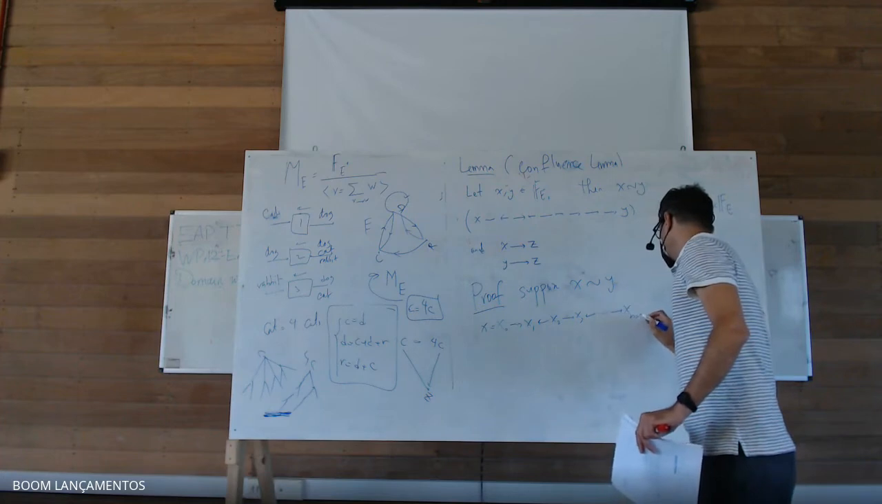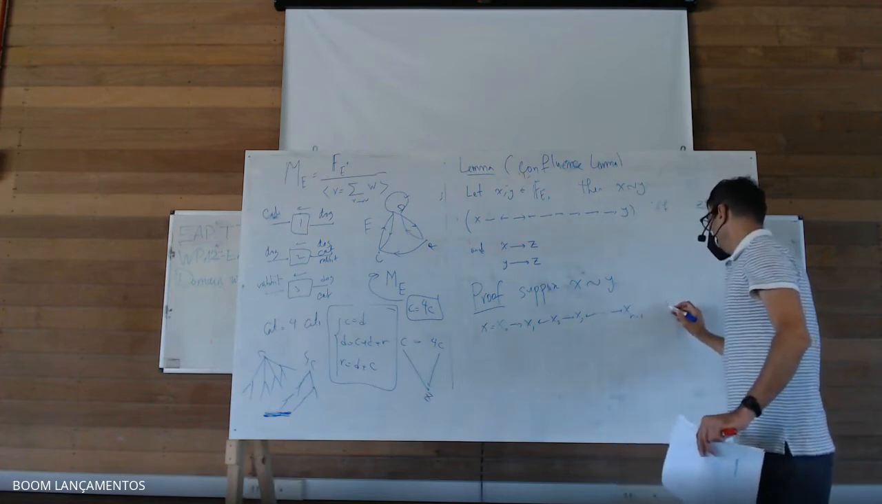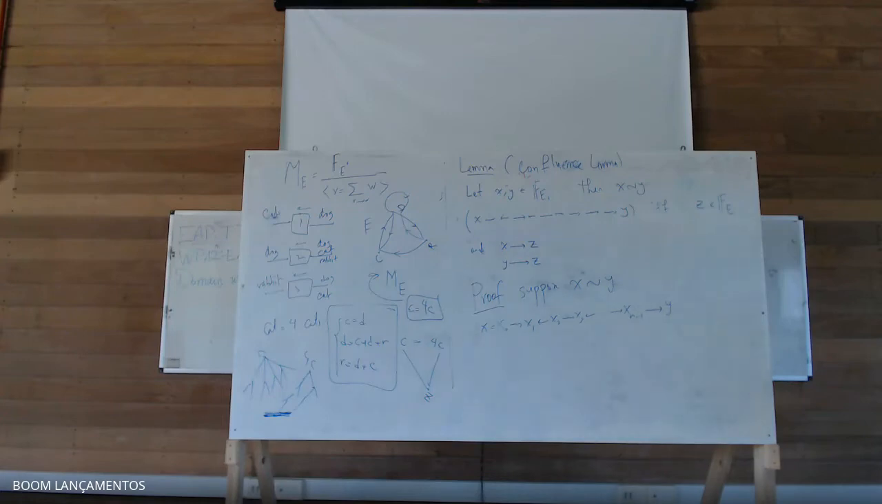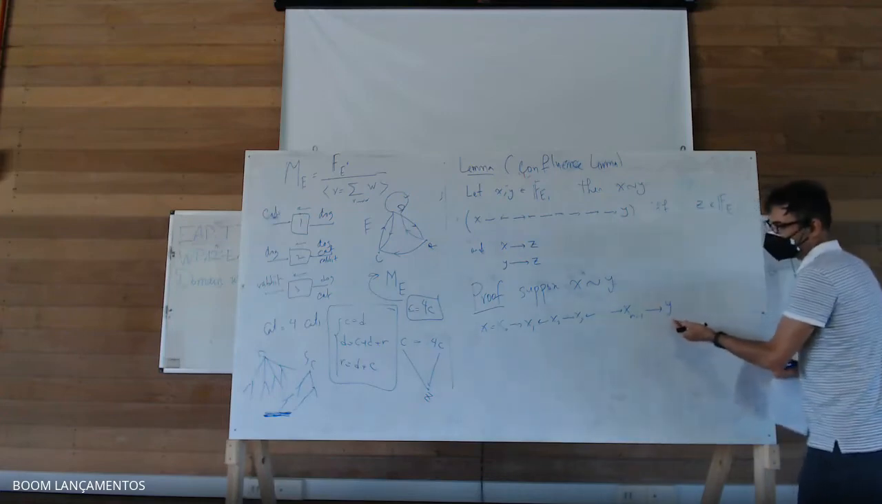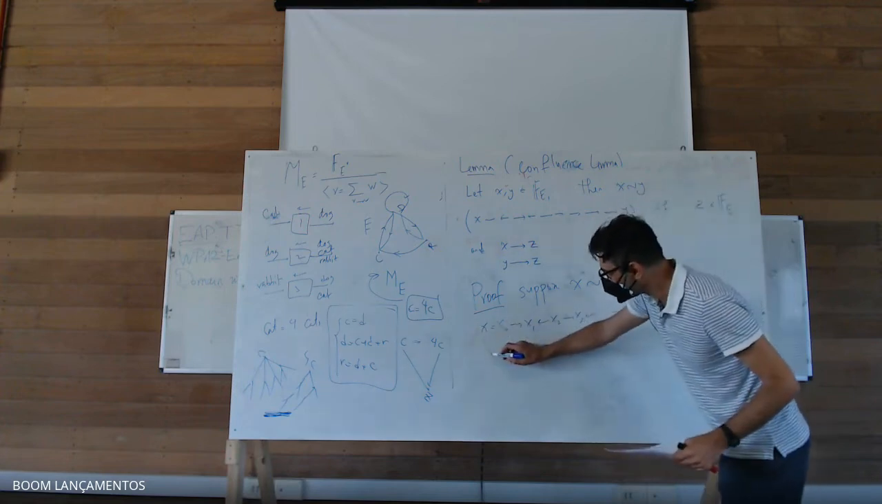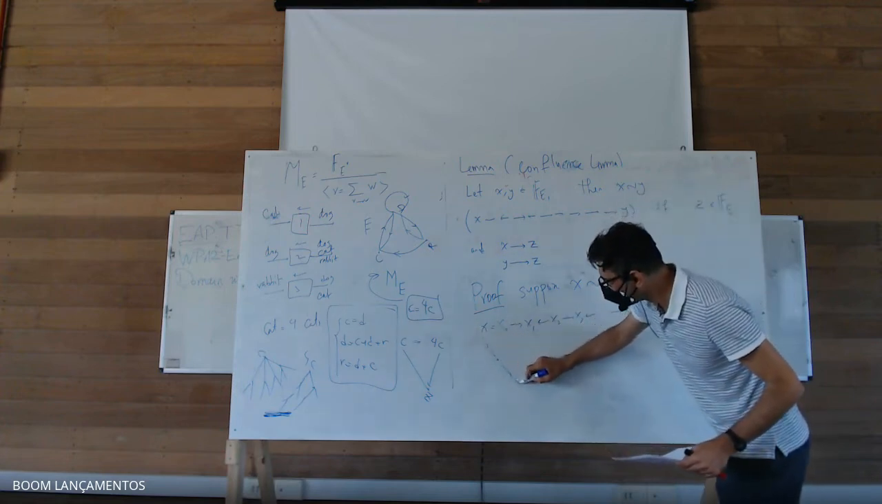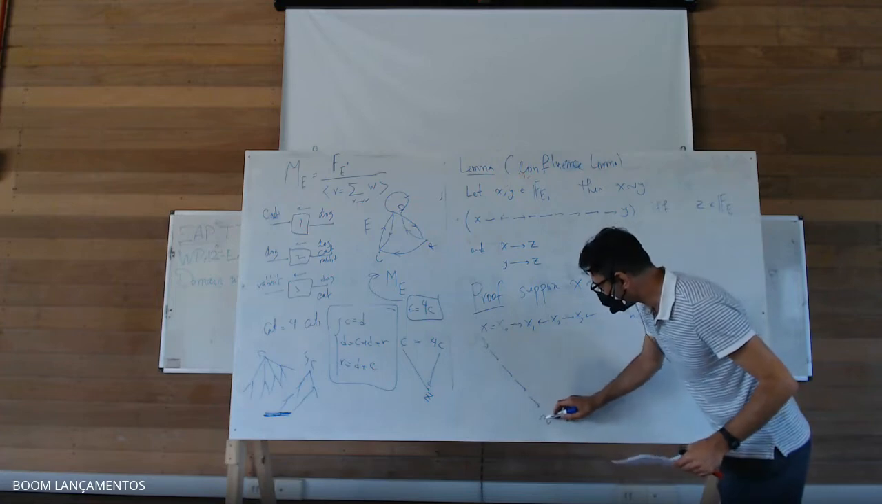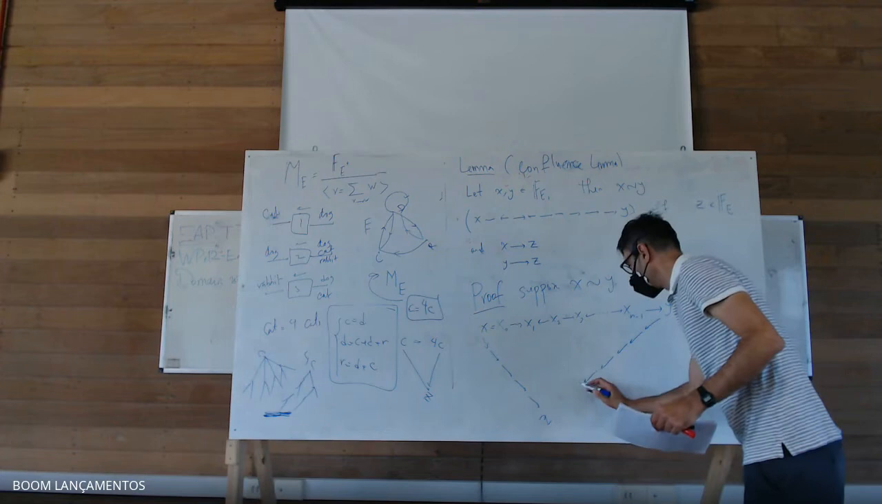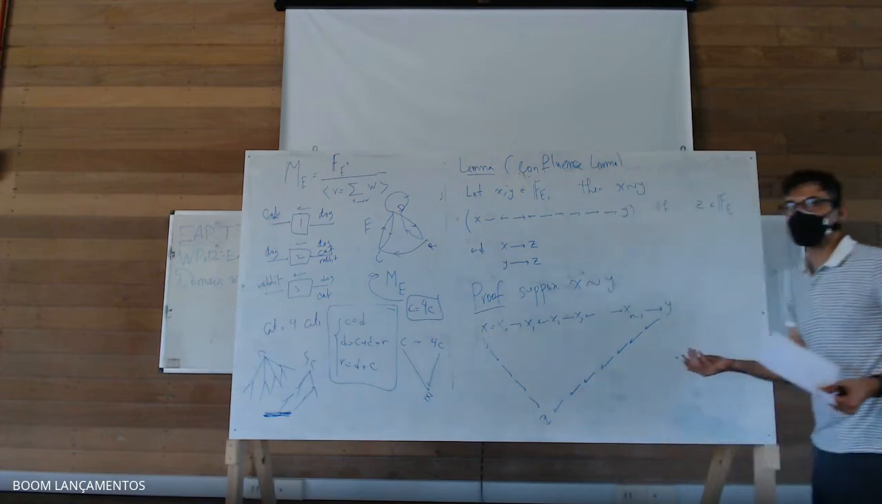And you see what I want to do. I want to use induction. So I'm in this situation. And I eventually want to say that if you have X and Y and a bunch of these, eventually you can produce in one direction and you get to Z. So how am I supposed to do that?